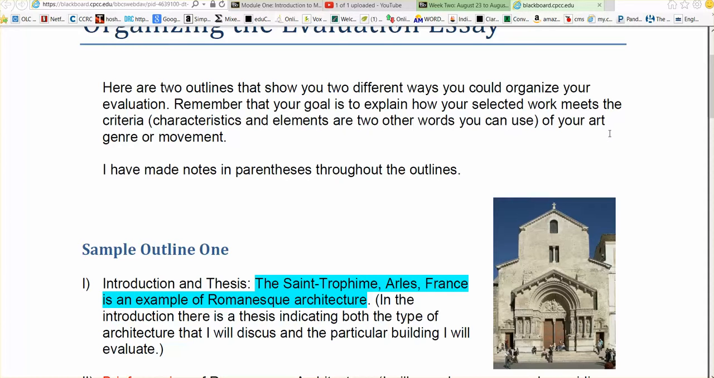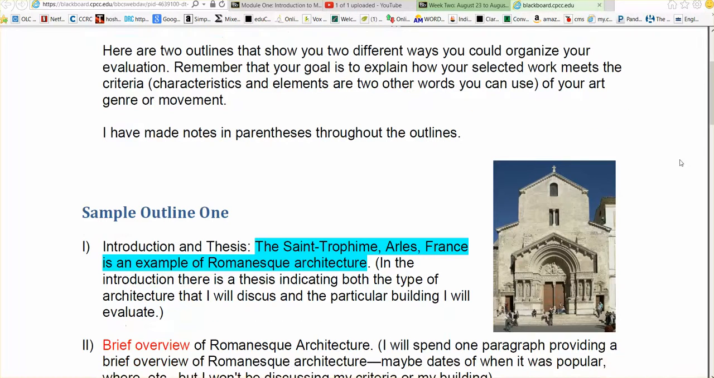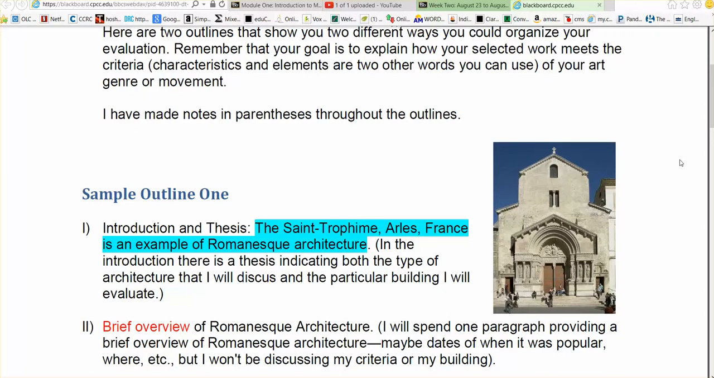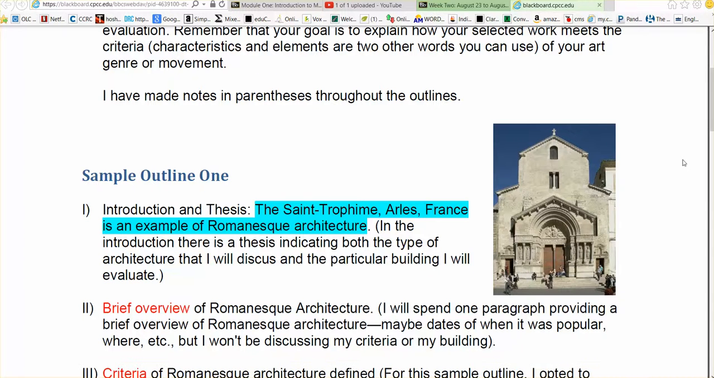So, in other words, here's my example that I'm using for the lecture today. I have a picture of a building, and I'm going to argue that this particular church is an example of Romanesque architecture. All right, that's the argument I'm going to make. You can follow along in the sample essay I have for you on the Van Gogh painting if you like as well. That'll give you a couple of different examples here.